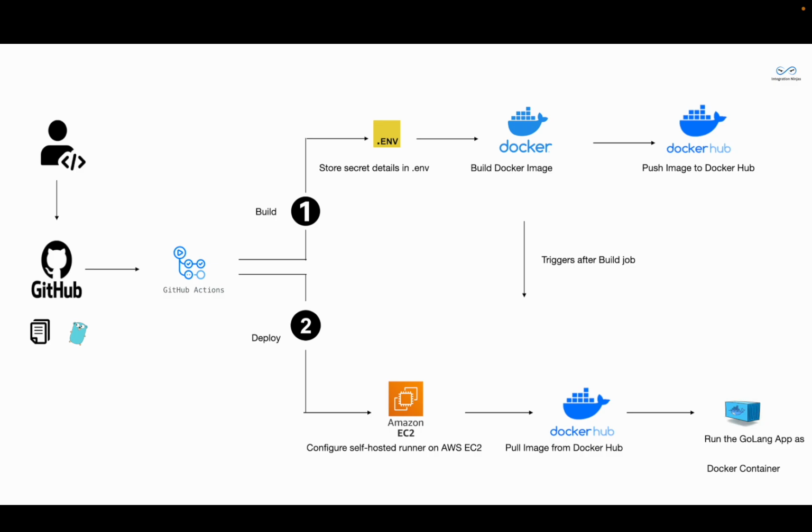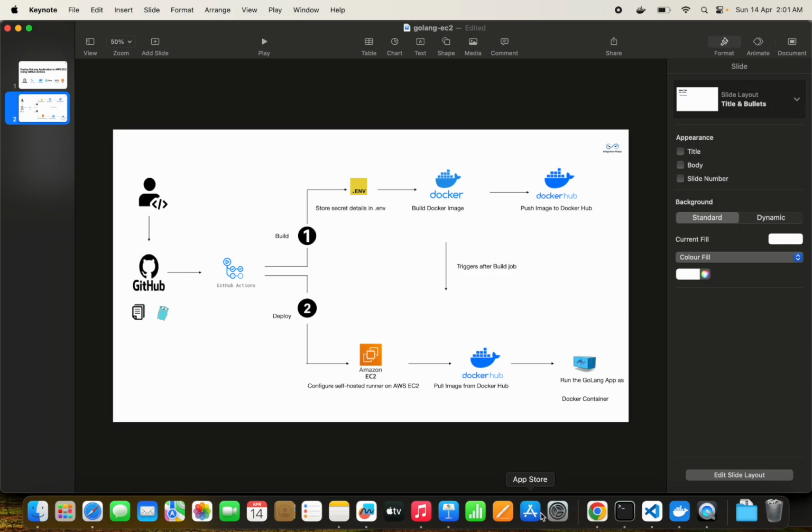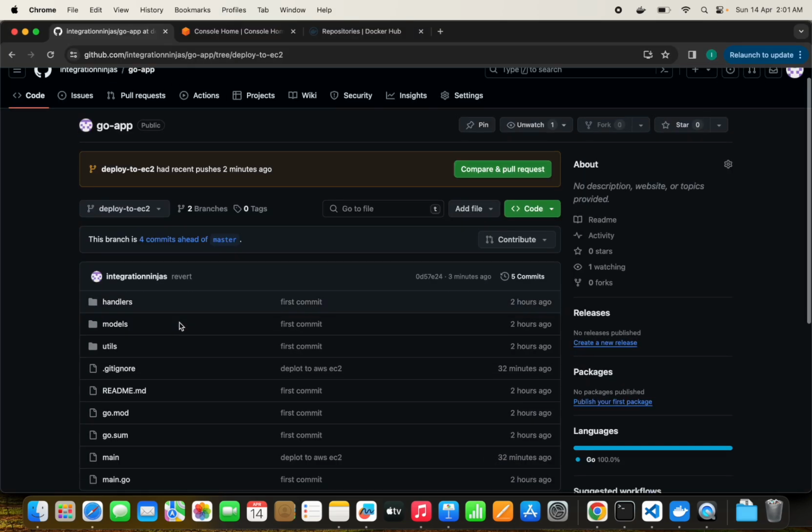And then after that, the deploy job will be triggered once this is completed, and that will be running on the AWS EC2 system. We will configure that runner. We'll see how we can configure it there. We will pull the image from Docker Hub and run the Golang application as a Docker container. Okay, so let's see what our Golang application looks like.